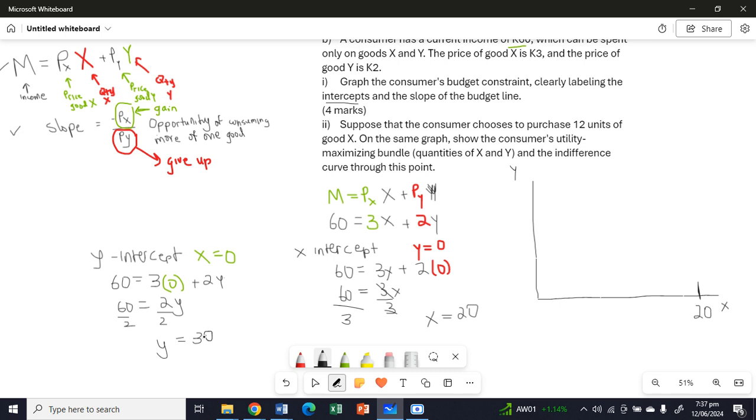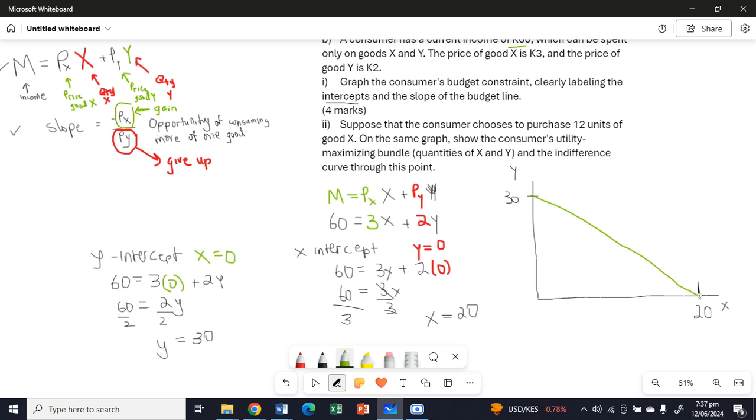So if we only want to buy good Y, then we can only buy 30 units of good Y. On your y-axis, you're going to plot this 30 here. And then you just connect the 2 points.